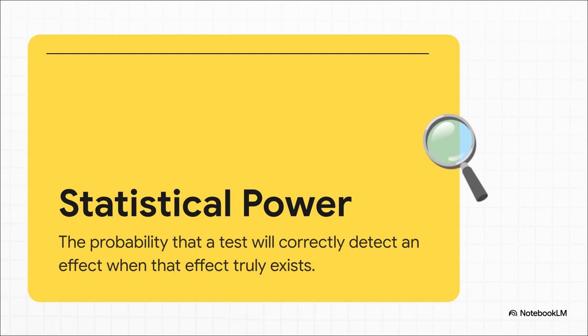To put it simply, power is just the probability that your test is sensitive enough to actually find an effect that's really there. Think of it like a metal detector. High power is a great detector that beeps loudly when you're standing right over a treasure. But low power? That's like walking over a whole pirate chest of gold and hearing absolute silence.